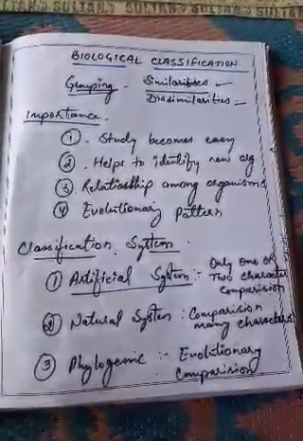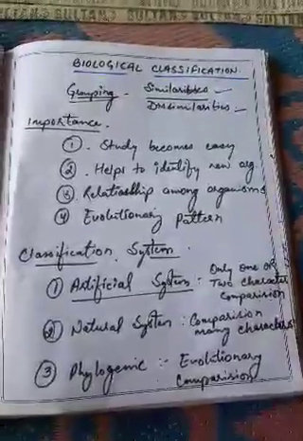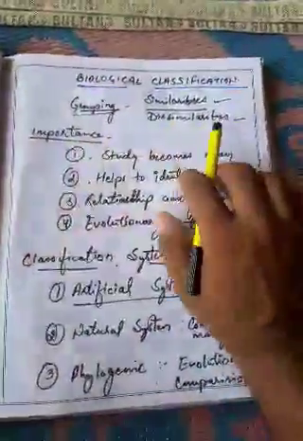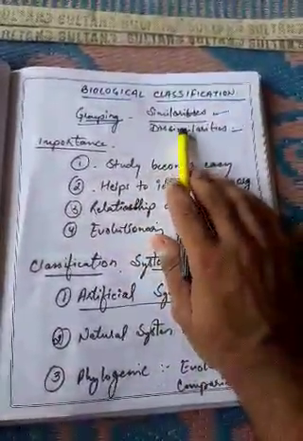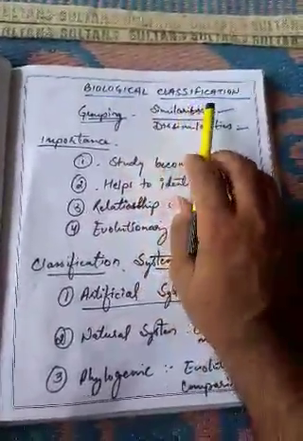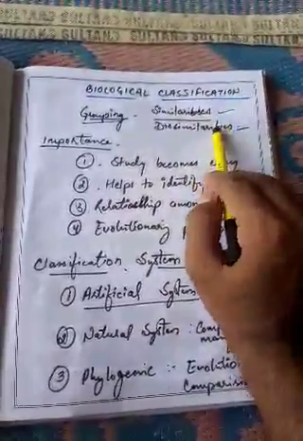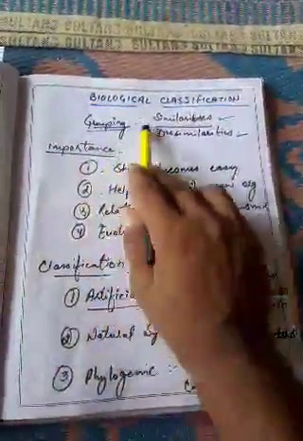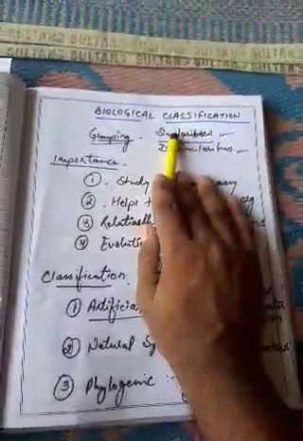Today we are starting the second chapter of 11th class book. The chapter's name is Biological Classification. As we have already discussed biological classification in the previous chapter, that means the grouping of organisms in different categories on the basis of their similarities and differences. Here we are also going to talk about the importance of biological classification, why classification is very important.